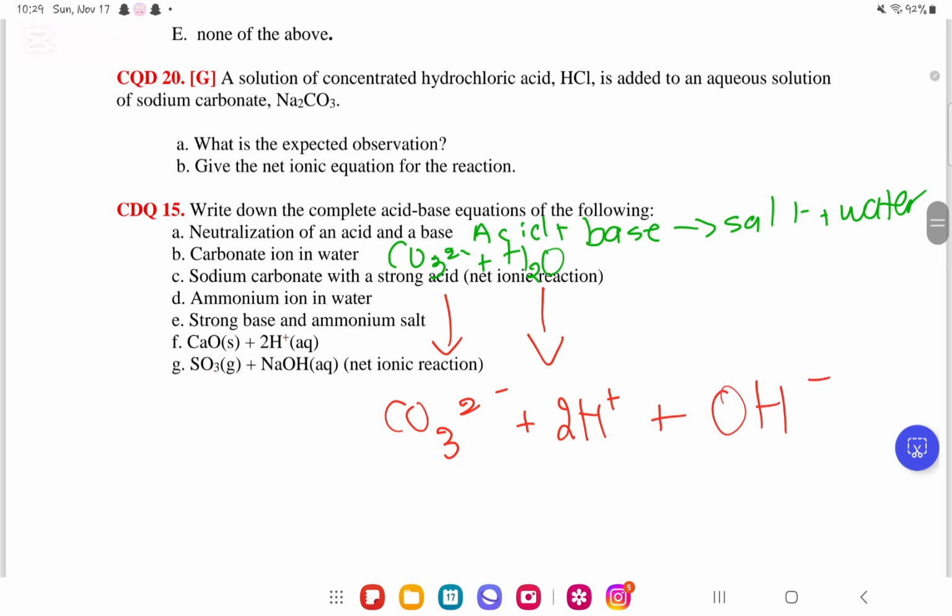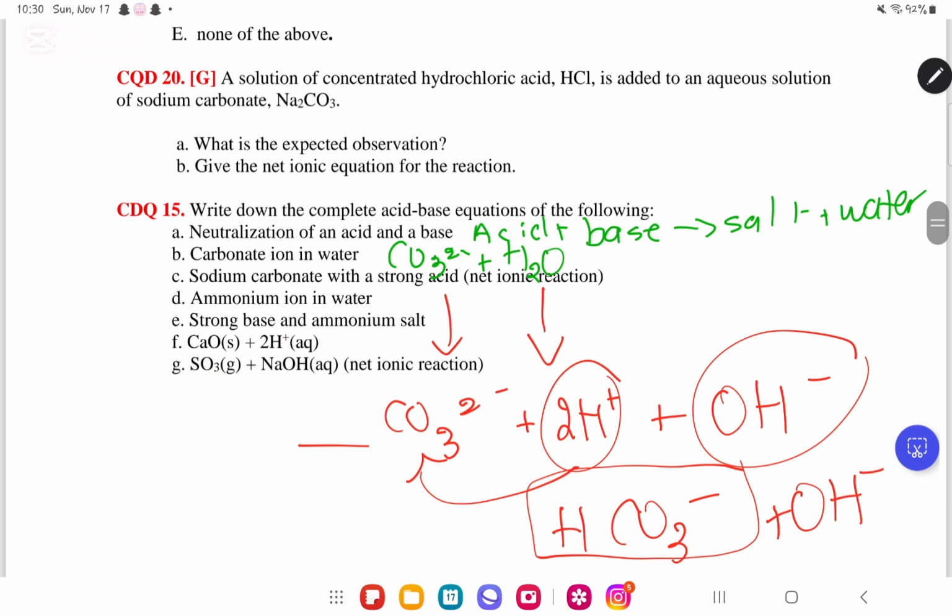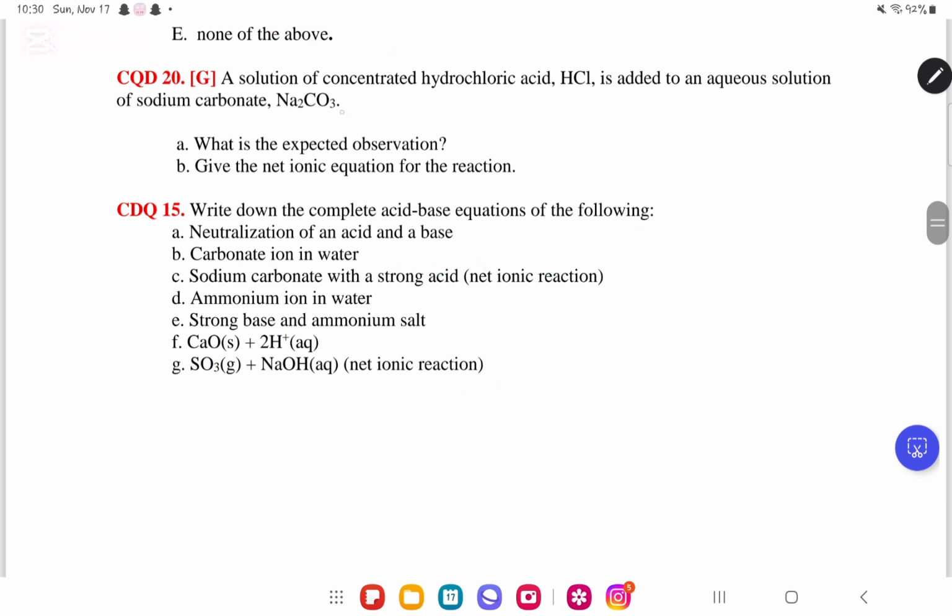OH-. Okay, now you're going to switch the anions and cations. This does not have a cation, so you're just going to give this to it, and this will remain on its own. So now it will become what? It will become HCO3-, because it is not fully, this is how it is in chemistry, HCO3-, in addition to OH-. And of course, don't forget to put the aqueous.